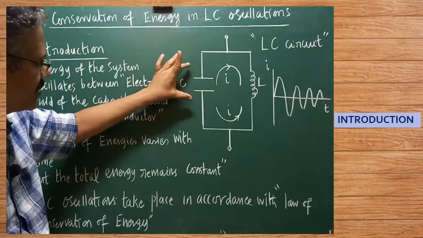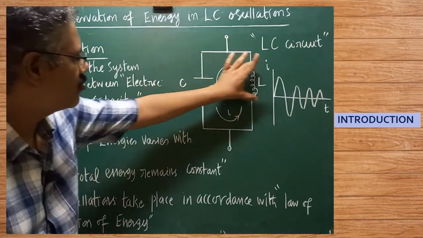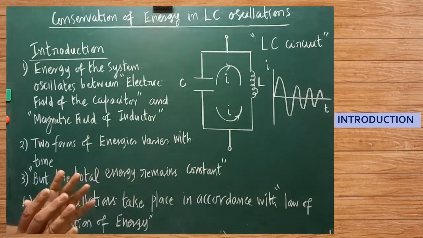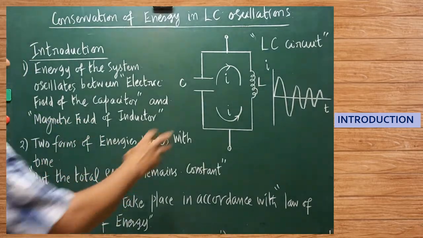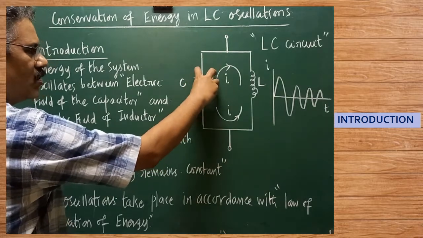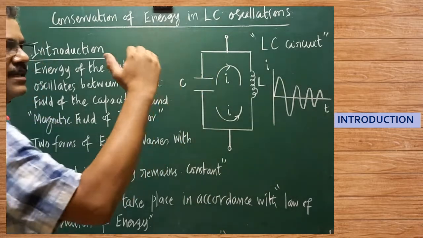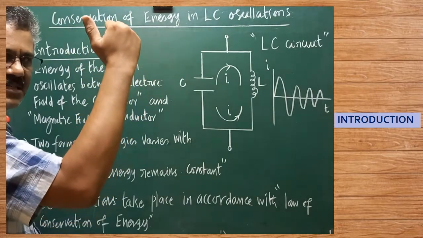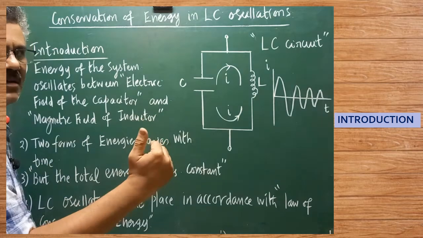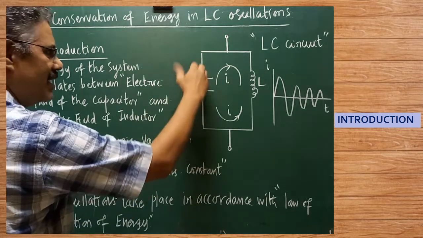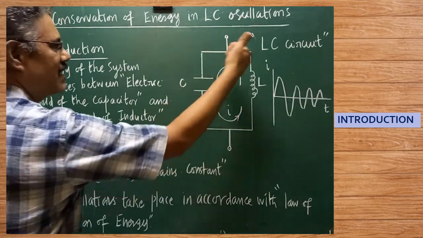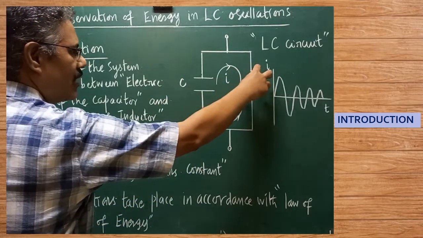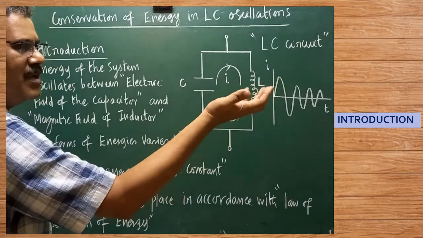Both the electrostatic potential energy and the electromagnetic potential energy are varying with respect to time. Are you clear? At some instant, the electrostatic potential energy stored in the capacitor will be very high. As time goes on, the energy value will slowly reduce, and as the capacitor loses energy, the energy gained by the inductor will slowly increase. That is, the electromagnetic potential energy stored in the inductor will be more.